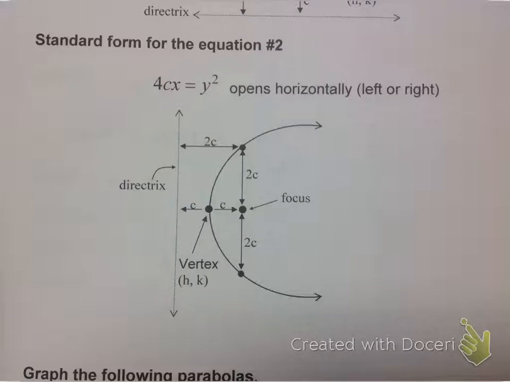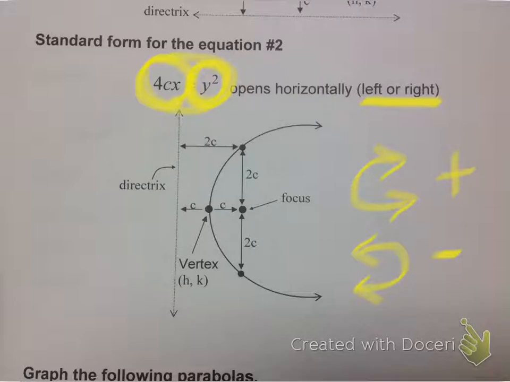These parabolas either open left or right, but it's going to have a very similar formula. The only difference is in this formula, it's y squared. So left or right parabolas are always going to have a y squared, and it will either open to the right or it will open to the left. And if the 4cx is positive, it will open to the right, and if the 4cx is negative, it will open to the left. Okay?